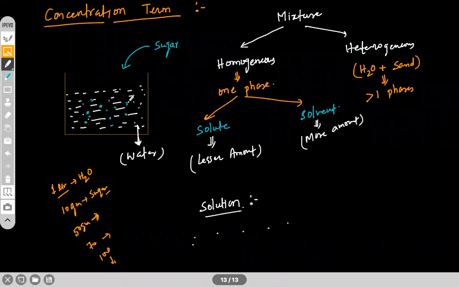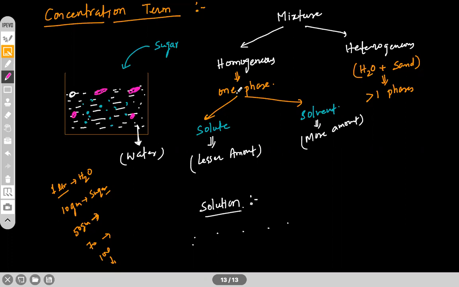Suppose you have a mixture of sugar and water. If you take 1 spoon of sample from here, you'll have the same taste as at this point, or any other point you take. If we have the same composition at every point, then the solution is said to be homogeneous. From anywhere you pick the sample, you have exactly the same composition, then the mixture is said to be homogeneous. So a homogeneous mixture is a solution.